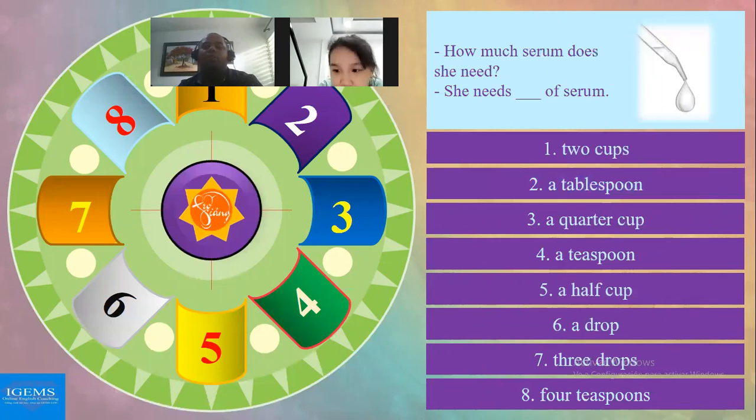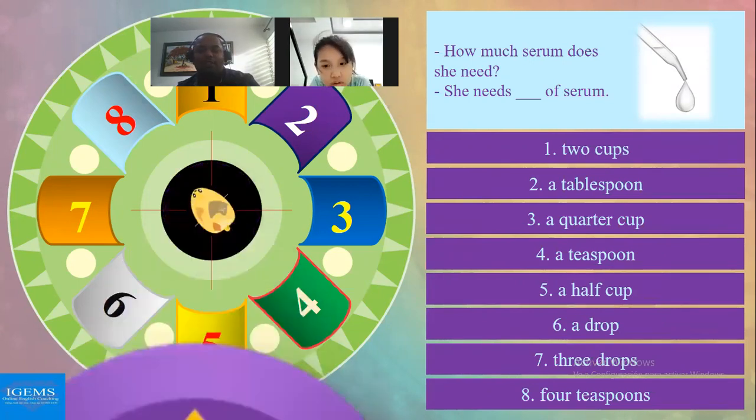Okay, how much, let me see. How much serum does she need? She needs? I can't see it. She needs a cup. How can I say it? How much serum does she need? She needs, choose an option. Three drops. A drop? A drop or 3 drops? How many drops? A drop.